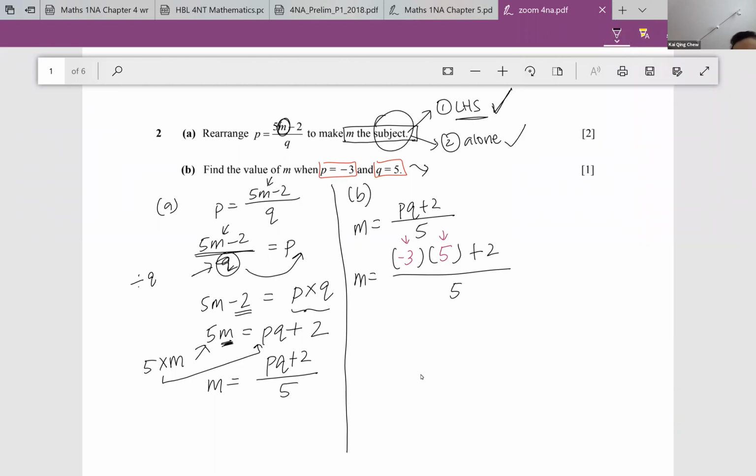So my M would be, here basically calculator work. I key into the calculator exactly what I have written: negative 3 times 5 plus 2, divided by 5. So I should get negative 2 and 3 over 5, or you can write negative 2.6. Both are acceptable.